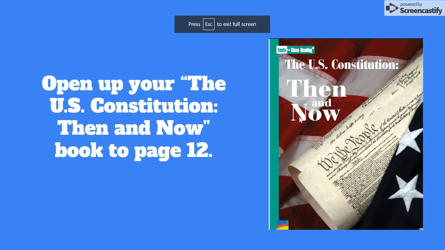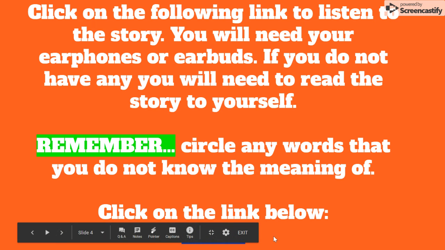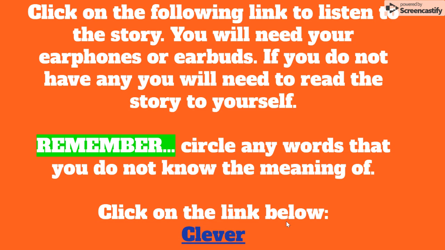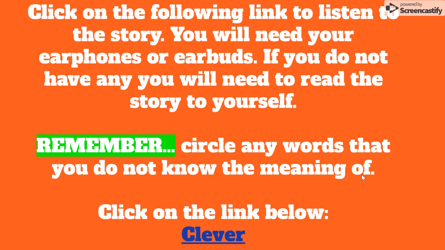Now, you're going to need out your U.S. Constitution, Then and Now book, as well as a pencil, and you will have to turn to page 12. Go ahead and do that now. Below is a link, which you will see on your slideshow as well, which is Clever, which is hidden behind my bar right now. You're going to click on it, but first you will need to make sure you have your earphones or your earbuds. If you did not bring them today, you're going to have to read the story on your own. As you are doing so, make sure you're circling any words that you do not know the meaning of. This is going to help you in your assignment in just a little bit.